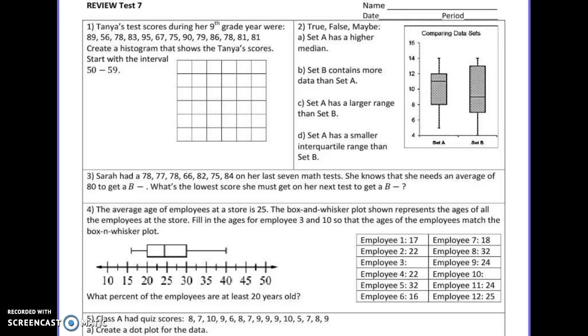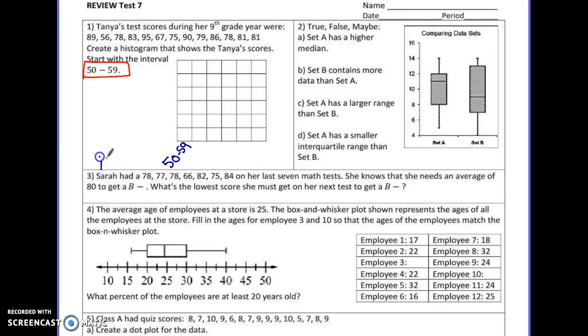Okay, review for test 7. Tanya's scores during her ninth grade were the following test scores. Create a histogram, and it says start with the interval 50 to 59. So that means we're going to put 50 to 59 here. We could put it on the side too, because it could go either way.